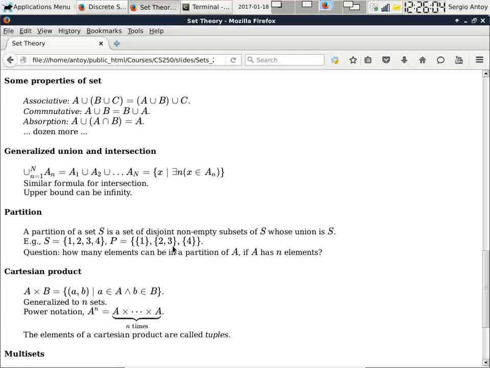Should we make an example? If A is 1, 2, 3, and B is alpha and beta, what is A cross B? What are the elements of this one? The pair 1 alpha, 2 alpha, 3 alpha, 1 beta, and so on. All right, and if you count them, how many will they be? 6. And why 6? 3 times 2. Very good.